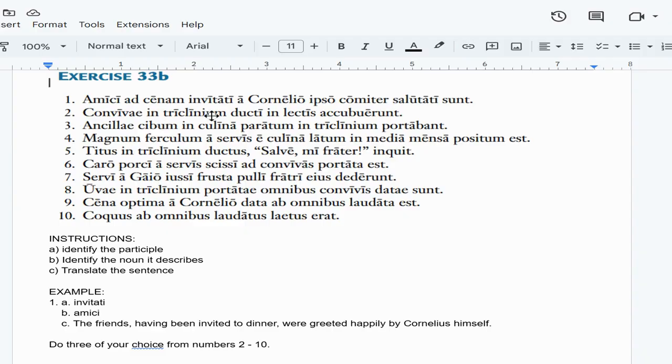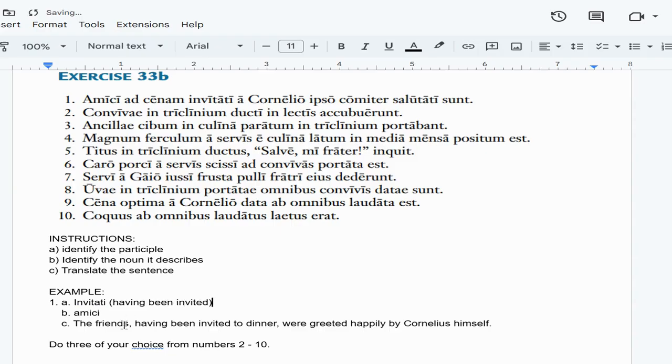So my participle in this sentence is invitati. I know that because to invite is an action, that's a verb. The ending of this is I, which is second declension, and the letter directly before it is the letter T. So this is my participle. Invitati is my participle, and it means having been invited.